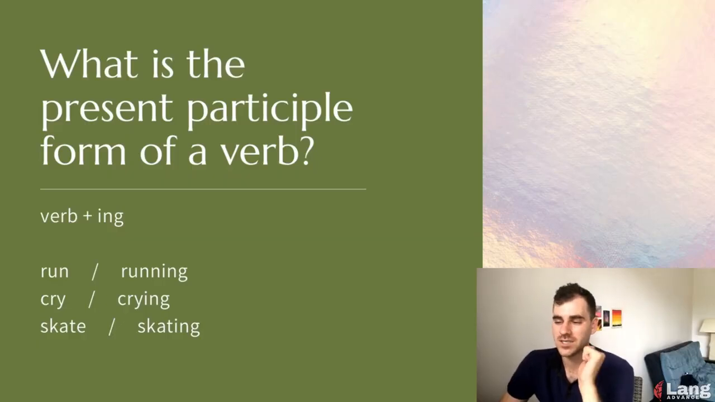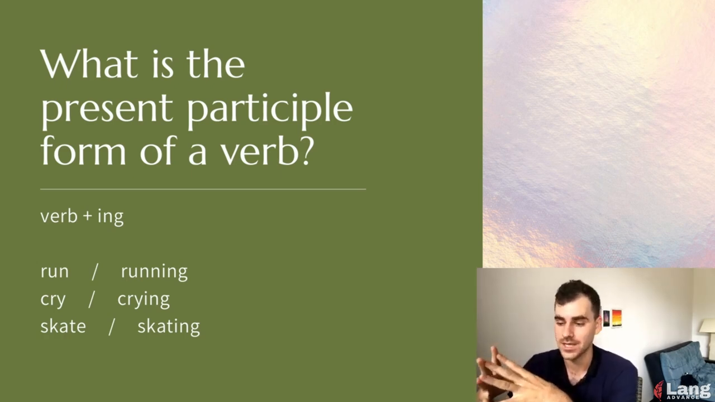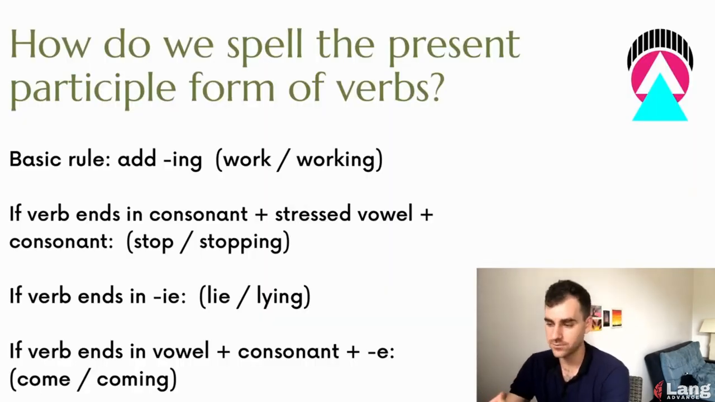So what is the present participle form of a verb? As I said, roughly speaking, it's the verb plus ing. There are some rules, though, that we need to remember. The basic rule is just to add ing. Work becomes working.